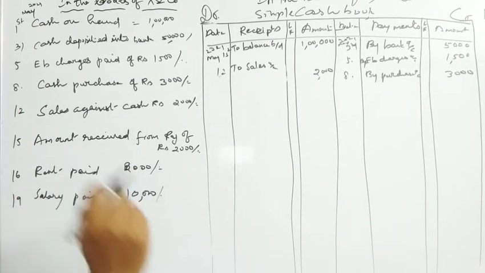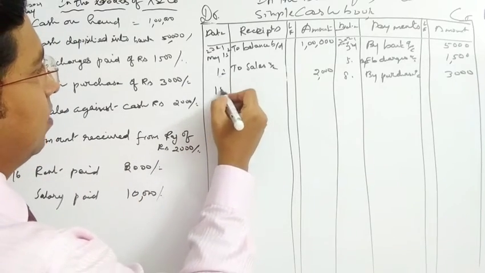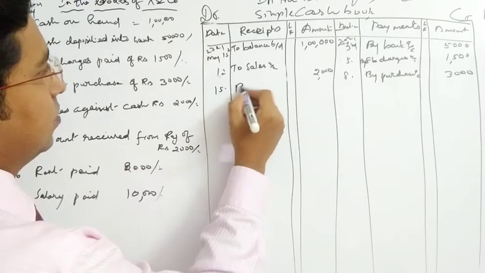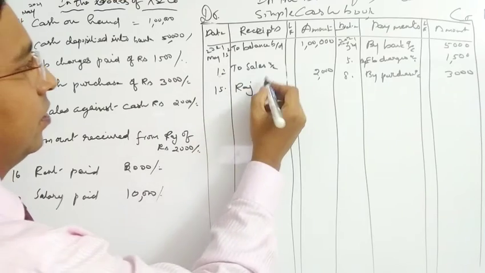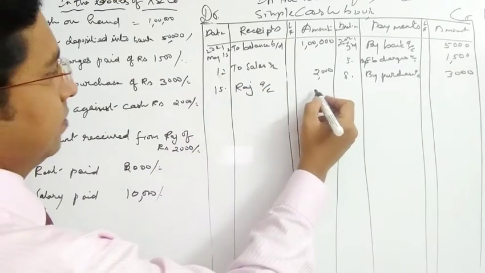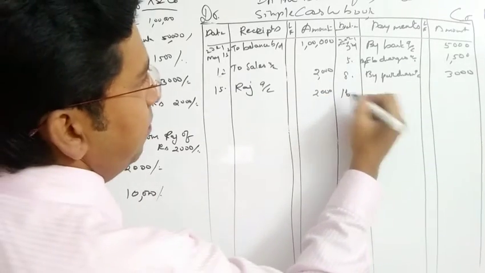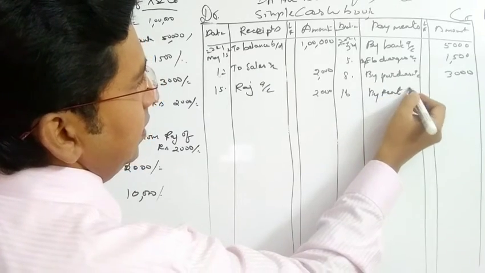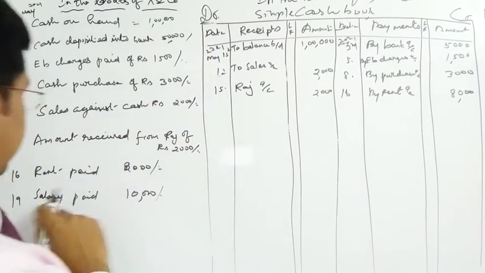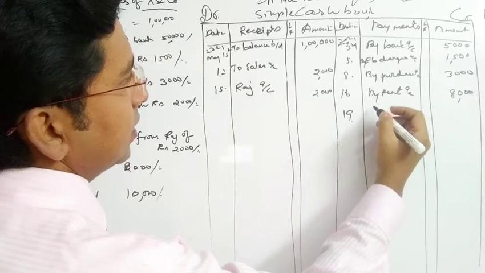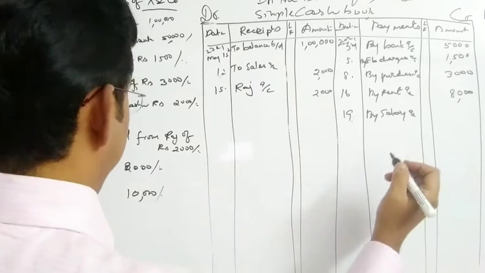Then amount received from Raj of 2,000. This is also a kind of receipt, so we write it in the receipt column. The entry would be cash account debited and Raj account credited, so for the cash book, Raj account should come on the debit side, 2,000. Then rent paid on 16th. It is a payment, by rent account, 8,000. Then salary paid on 9th. This is also a nominal expense, so by salary account, 10,000.